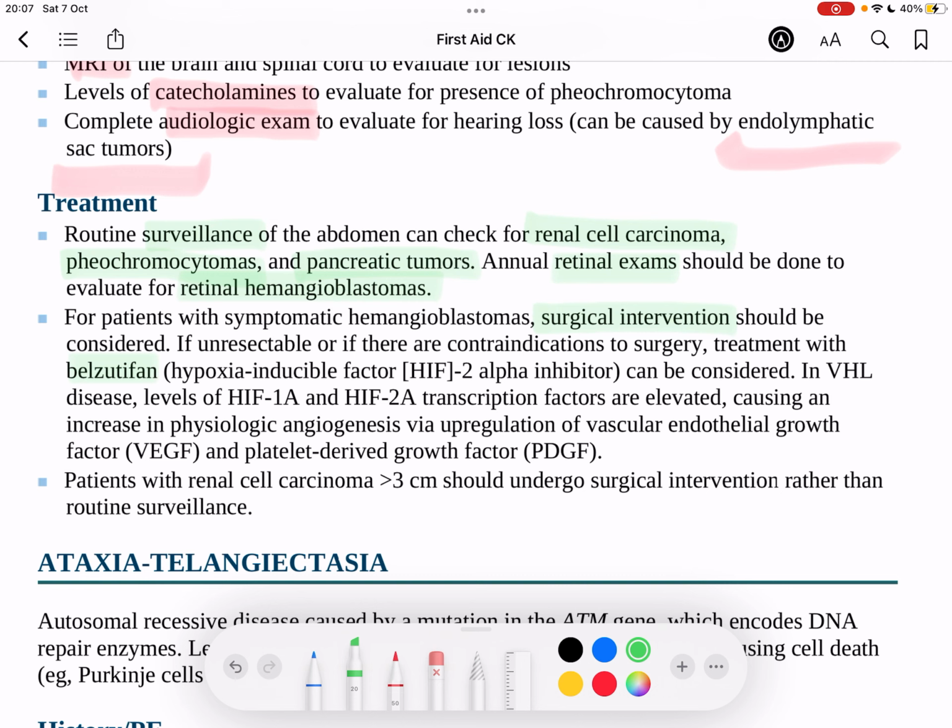So, with that being said, you can understand that if somebody's got a hemangioblastoma that's not really suitable for surgical resection, we can do a HIF inhibitor, and that is your belzutifan. In von Hippel-Lindau disease, levels of HIF1A and HIF2A transcription factors are elevated, causing an increase in physiological angiogenesis and an upregulation of VEGF and PDGF, okay? Basically what I've just described.